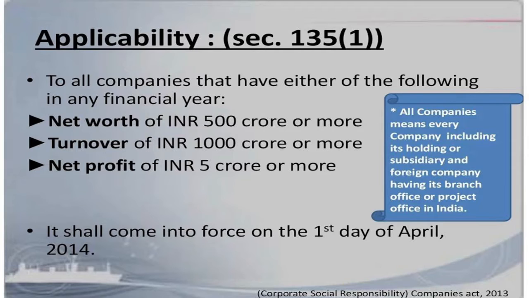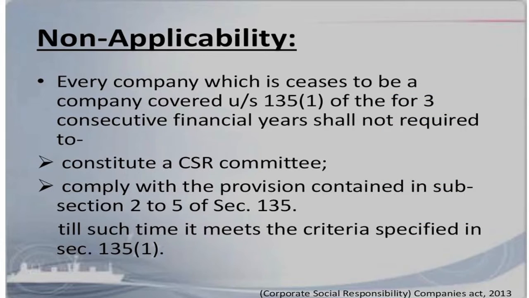So all the companies means every company, including its holding or subsidiary and foreign company, having its branch, office, or project office in India. So in the applicability of section 135(1), the dividend or net profit of the foreign company will be taken into account. That provision is applicable to the companies whose net worth is more than 500, turnover is more than 1,000 crores, net profit is more than 5 crores.